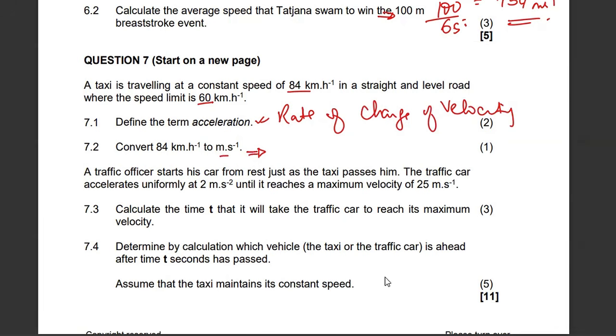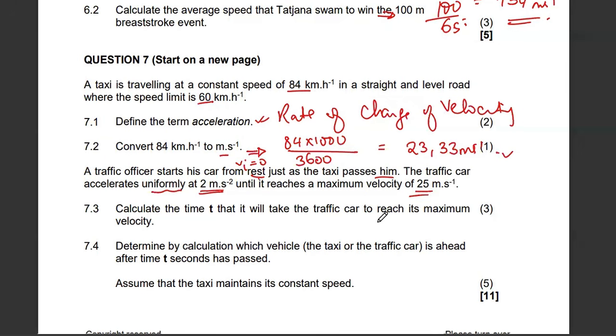Alternatively, change the 84 kilometers to meters. So it's 84 times 1,000 divided by hours to seconds is going to be 3.6. Okay. So when you sort this out with a calculator, you're getting 23.33 meters per second. And then a traffic officer starts his car from rest, okay, which means V initial is 0. As the taxi passes him, the traffic officer accelerates uniformly at 2 meters per second squared up until it reaches the maximum of 25 meters per second.